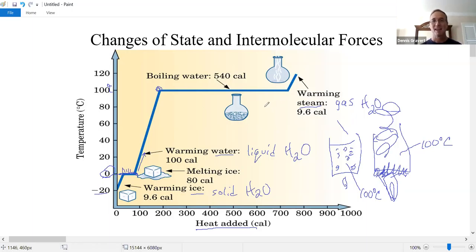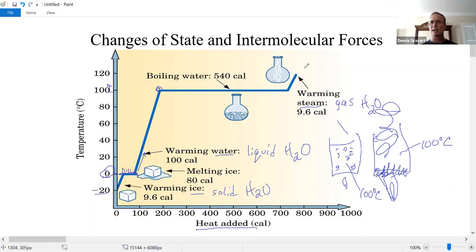Okay. That's changes of state and changing the temperature when you don't change the state, right? So if you have cold ice, you can warm it up. If you have liquid water, you can warm it up. If you have a gas, you can warm it up. Add heat, temperature changes.